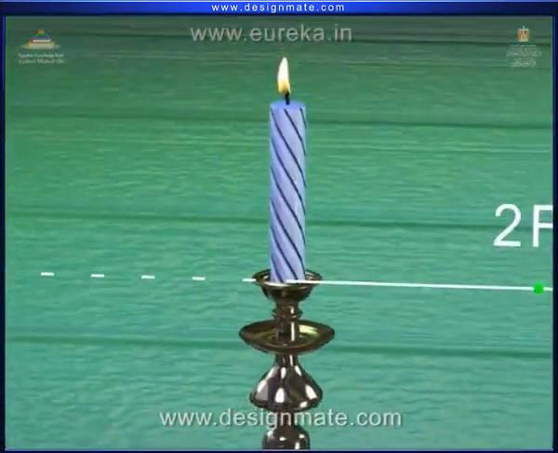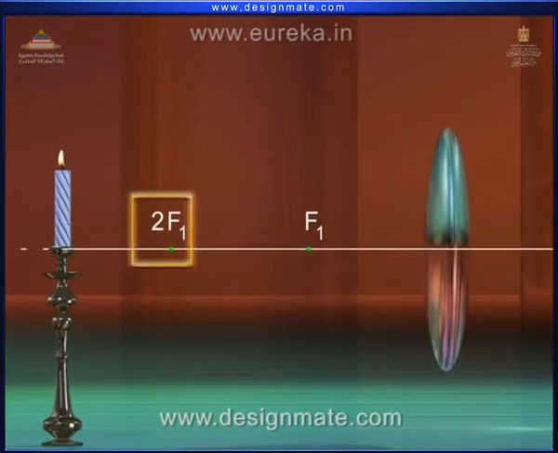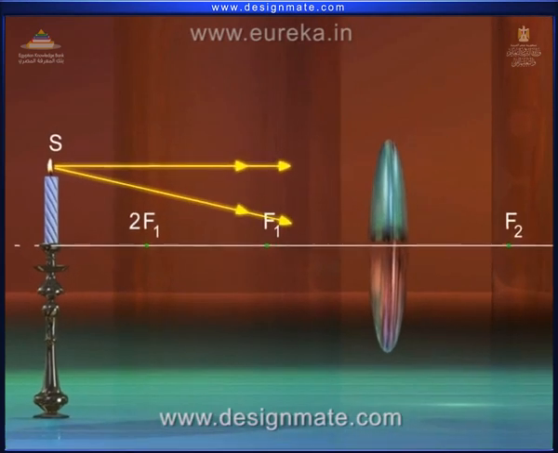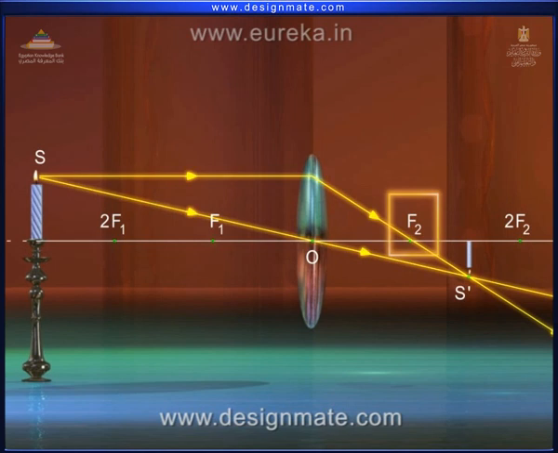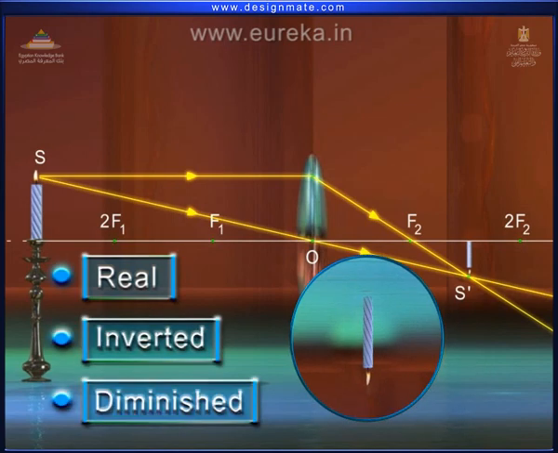Secondly, if the object is positioned somewhere between infinity and twice the principal focus 2f1, then incident rays from the top S of the object, having passed through the lens, get converged at a point S' between f2 and 2f2 on the other side of the lens. Here, the image is real, inverted, and diminished.